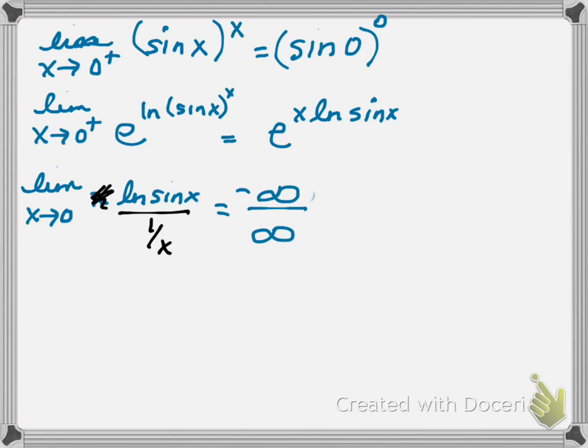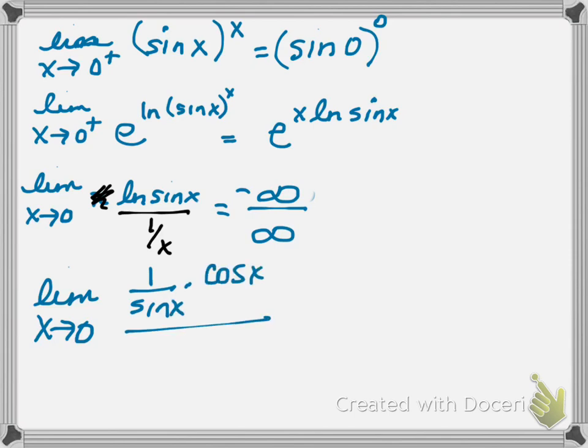Alright, so now I can use L'Hopital's rule, which says take the derivative of the numerator and the denominator. So the derivative of my numerator, the derivative of an ln, is 1 over that function times the derivative of that function, which would be a cosine. And then the derivative of 1 over x is my x to the negative 1, so I use the power rule and end up with negative x to the negative 2.